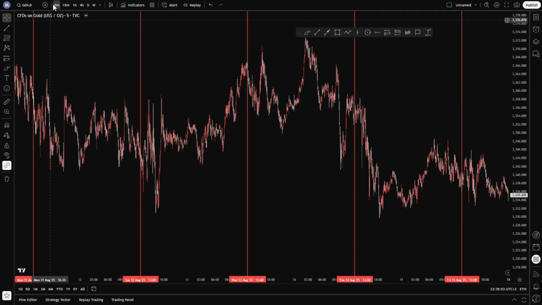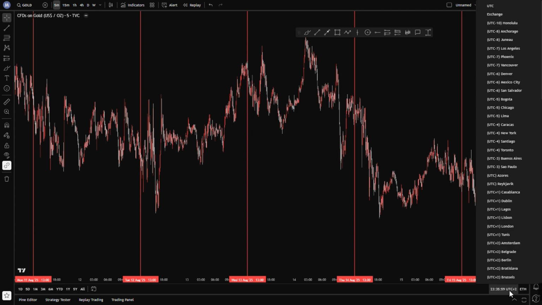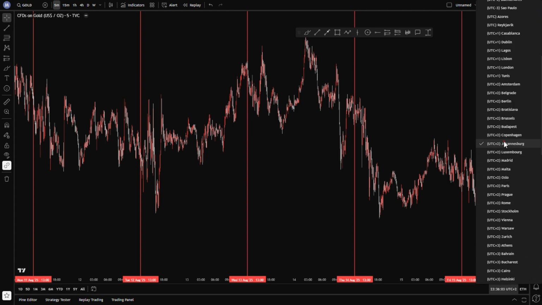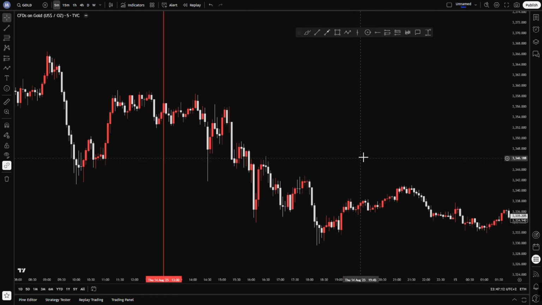So this is gold, and we're going to go ahead and switch over to the 5-minute time frame. Make sure you're following along on the same chart so you can see exactly what I'm pointing out. Another important thing is to change your time zone to UTC+2. This is key so everything lines up properly with the strategy. Once that's set, we're ready to move on.